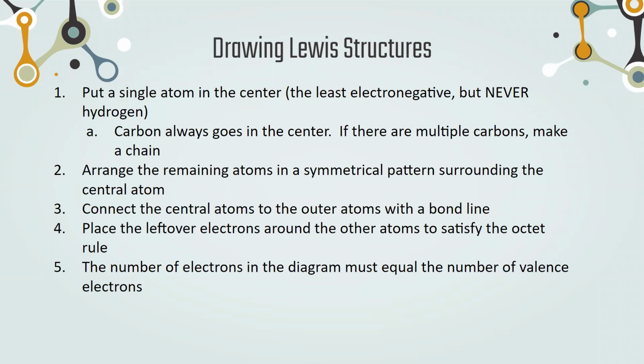Now, for drawing Lewis structures, you're going to put an atom in the center, the least electronegative, never hydrogen though. If carbon's present, it's always going to go in the center. You're going to arrange the rest of your atoms in a symmetrical pattern surrounding that, and you're going to connect everything with a bond line. Any leftover electrons, you have to move around in place to satisfy octet rules if you can. And the number of electrons in your diagram must equal the number of valence electrons. So the way you draw it, counting your electrons makes more sense to me.